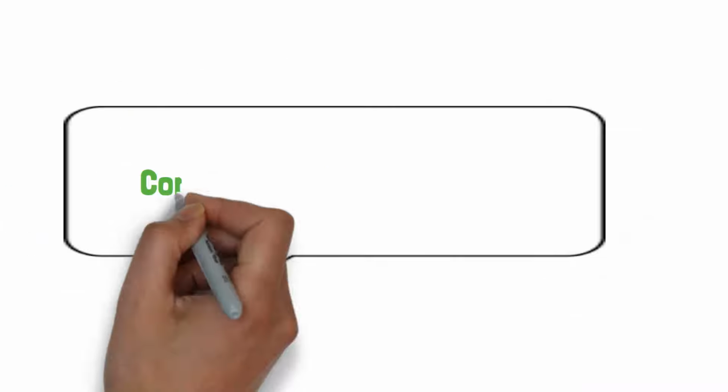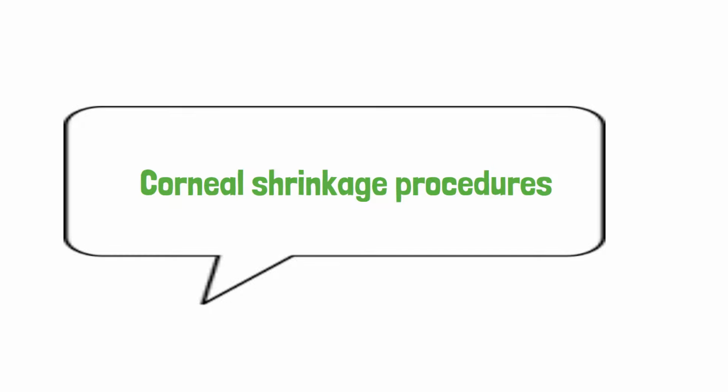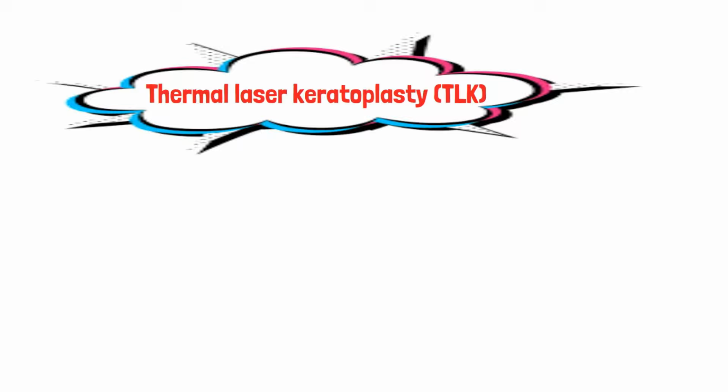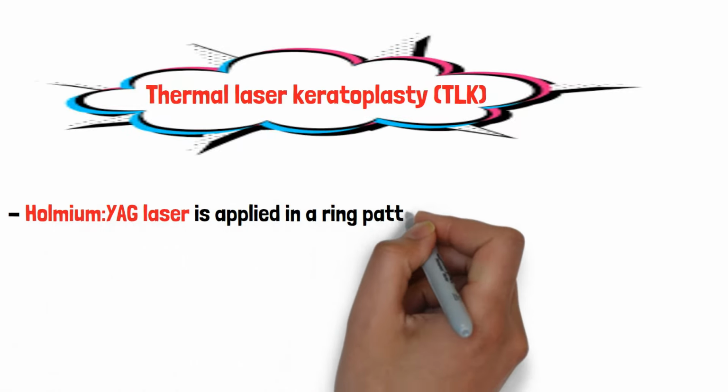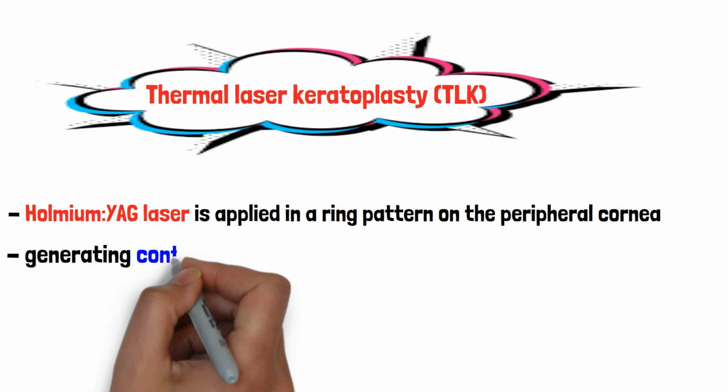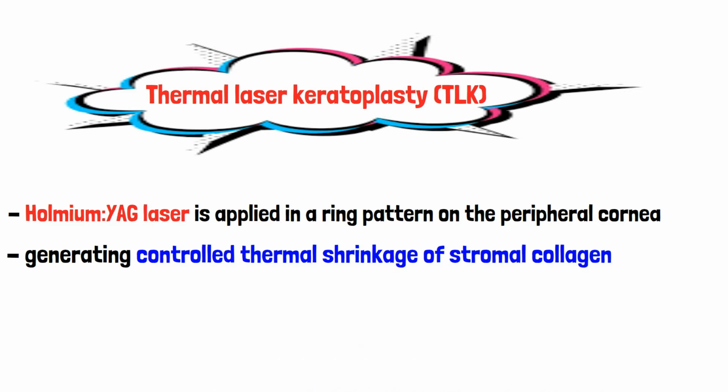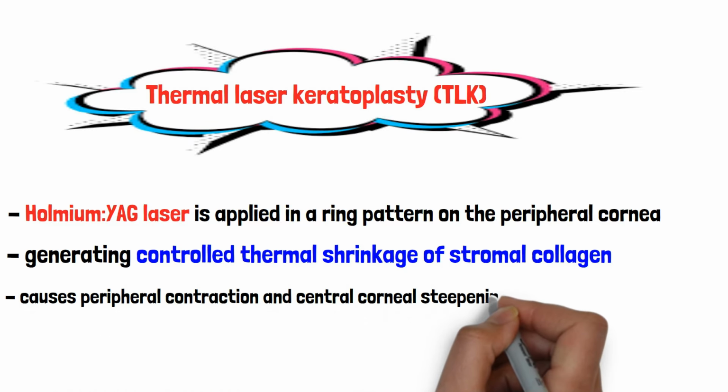5. Corneal shrinkage procedures. The final group under corneal refractive surgery uses controlled heat rather than mechanical or laser cutting to reshape the cornea. Thermal laser keratoplasty, or LTK, applies holmium-YAG laser energy in a circular pattern around the periphery of the cornea. This heat induces localized collagen shrinkage, causing peripheral tightening and central corneal steepening, effectively treating mild hyperopia.